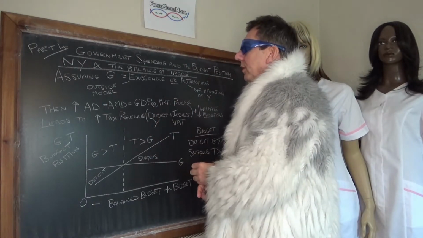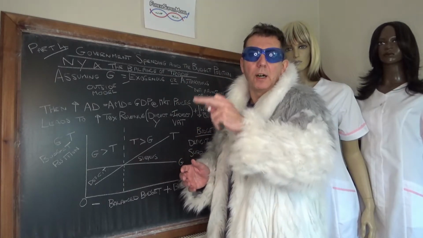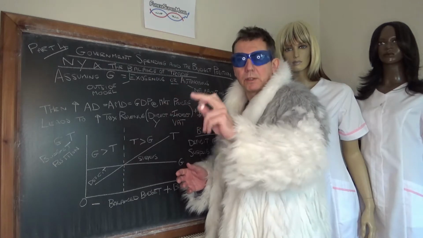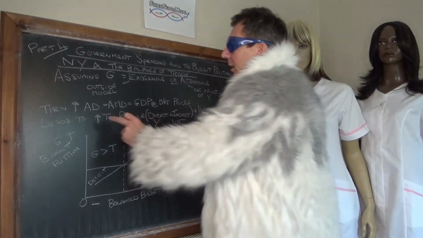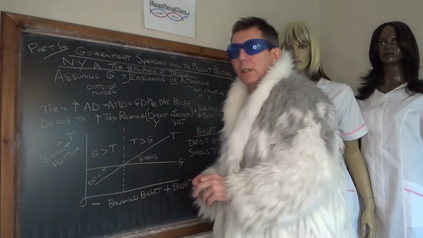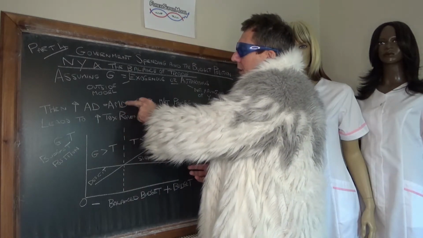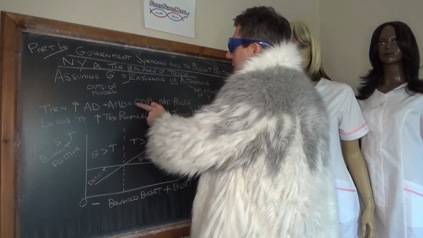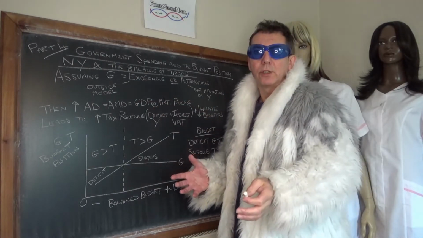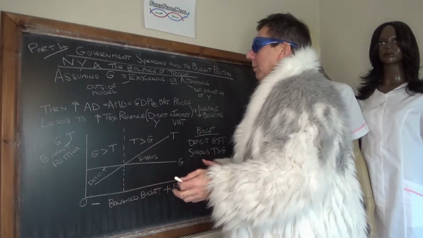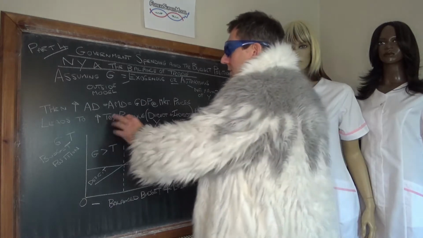Remember where G comes from: it's government spending, and it's part of C plus I plus G plus X minus M. We said that an increase in aggregate demand, AD, which is the same thing as aggregate monetary demand, which is also the same as GDP, gross domestic product, at market prices. Lots of initials and things to get used to, I know.